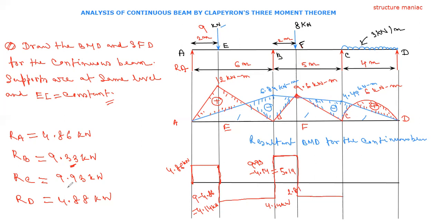Again at point C we have the reaction RC. Up to this we have a shear force of negative 2.81, and at point C we have a reaction of positive 9.93. So we make it upward, and this value will be 9.93 minus 2.81, which comes to 7.12. Up to this we got the value, and at point D we have a reaction of 4.88 kilonewton.